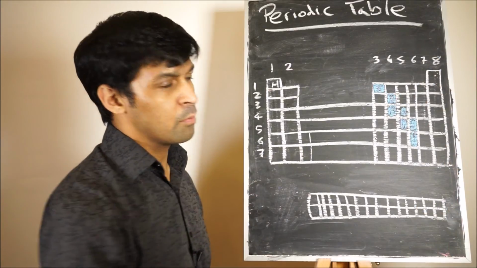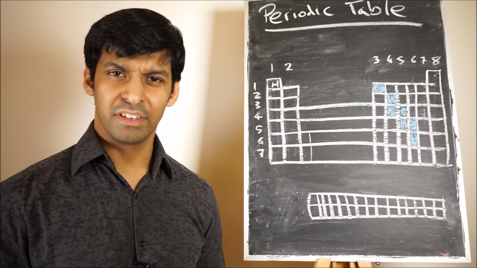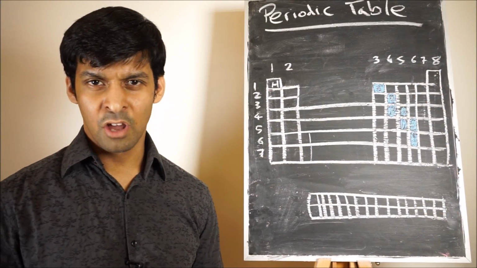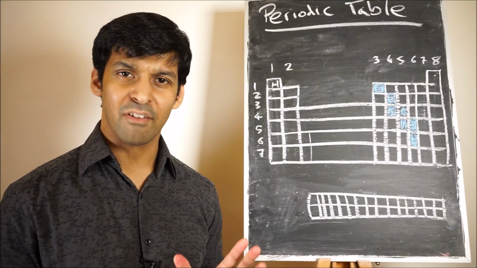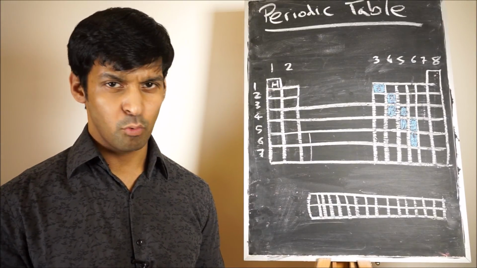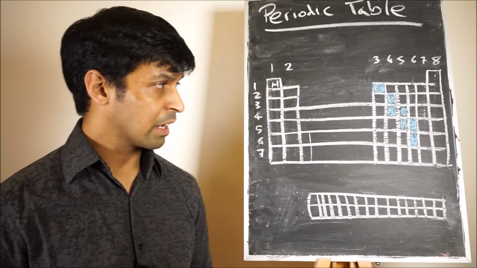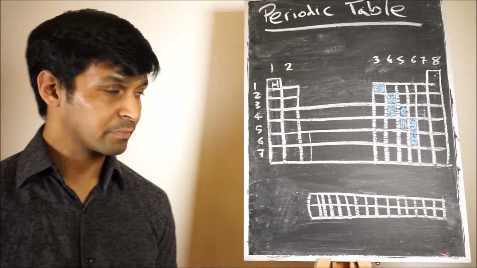Moving along to group number 8, some people call this group 0. These are the noble gases, and because they have a full outer shell, they don't react with anything at all. Okay, we call them inert.